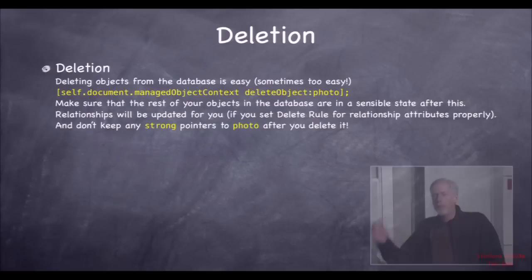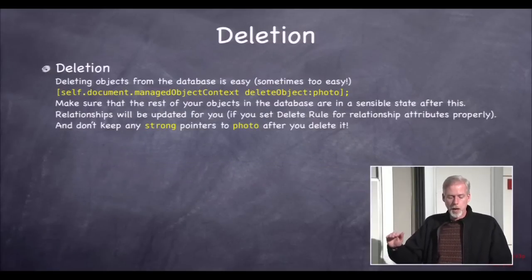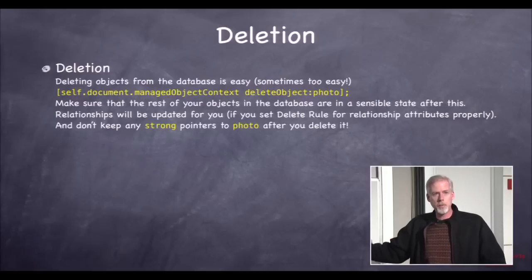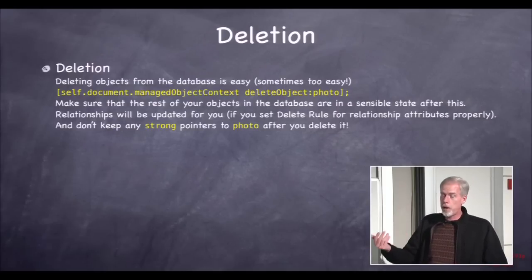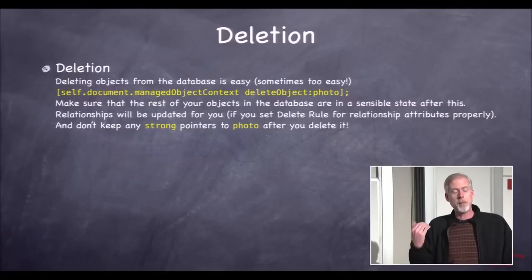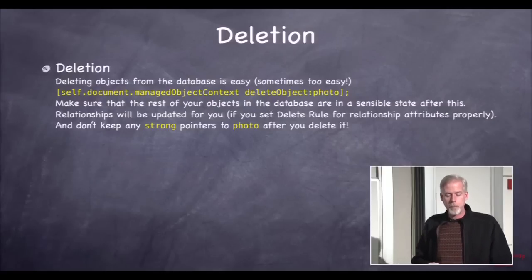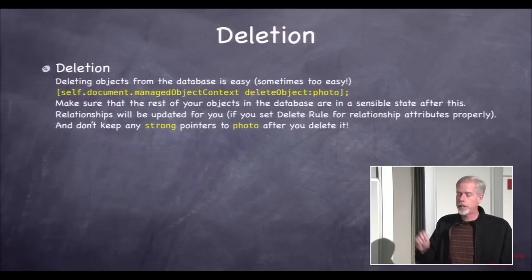Okay, back to NSManagedObjectContext. What can you do? You've seen how to insert objects. You've seen how to use categories even to create a nice method to do insertion. What about deletion? Well, it's incredibly easy to delete objects in the database, sometimes almost too easy. You just say managedObjectContext deleteObject, the object.